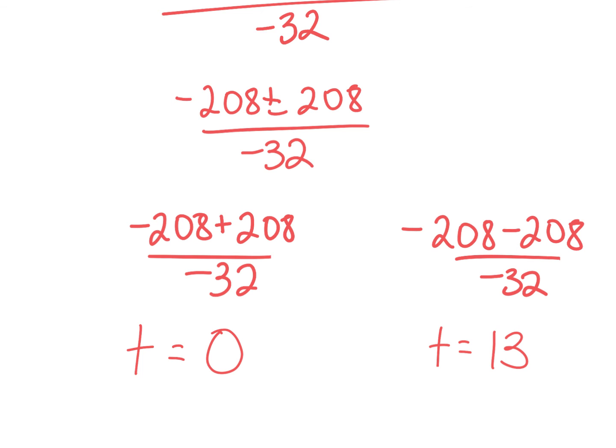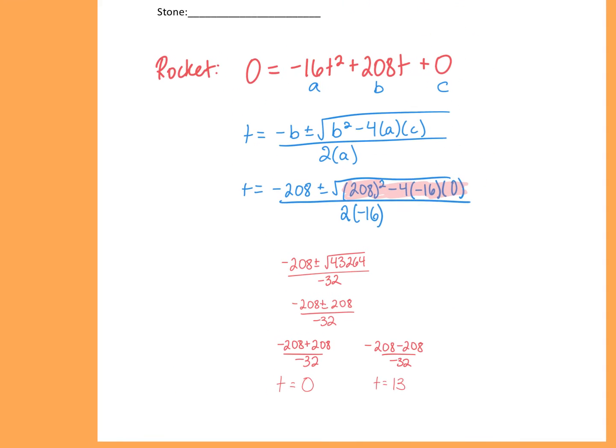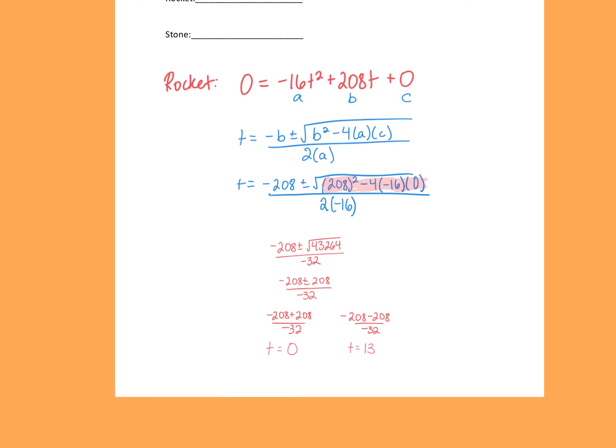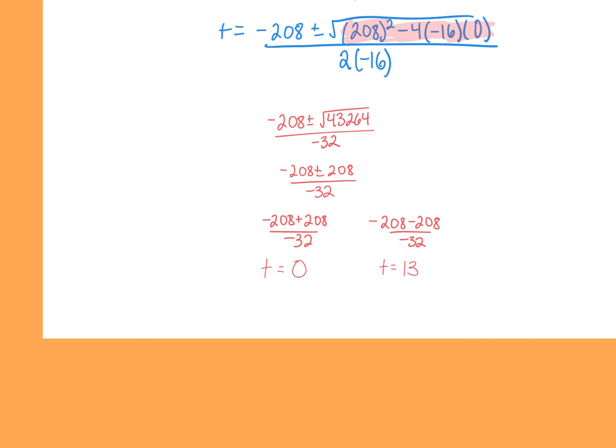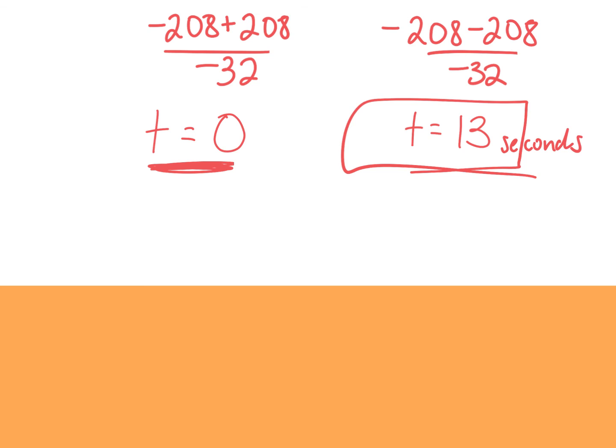Okay, good deal. So if we think about this now, the question asked, how long would it take each to hit the ground? So at what amount of seconds would it hit the ground? Well, we know at t equals 0, we've not started yet, right? So we are on the ground. So what's the answer going to be? t equals 13 seconds. Check it. Do we want to do the other one, or do we feel good about this?